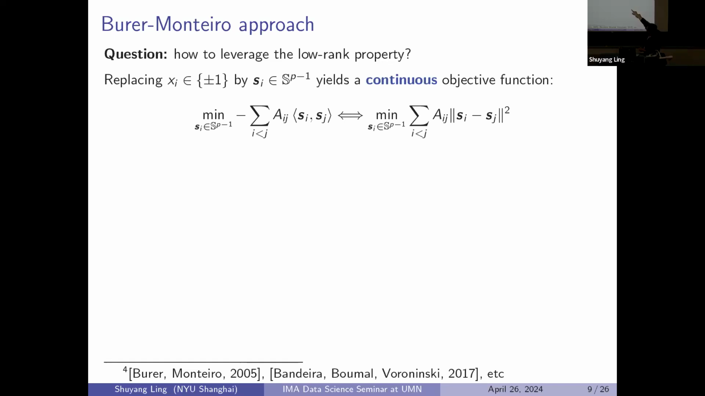So for example, here I replace each x_i, which is 1 or -1, by an element s_i on the (p-1)-sphere. And then I get this objective function. In fact, you can also write this as a sum of squares. A_ij is the data matrix.